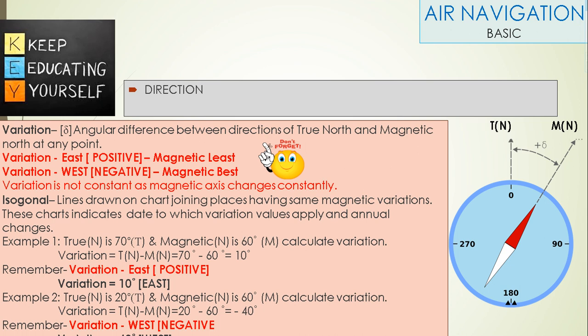Example 2. True north is 20 degrees, magnetic north is 60 degrees, calculate variation. Variation is the angular difference between the directions of true north and magnetic north. So 20 degrees minus 60 degrees is minus 40 degrees. Minus we take for west, so it is 40 degrees west. Variation is 40 degrees west.